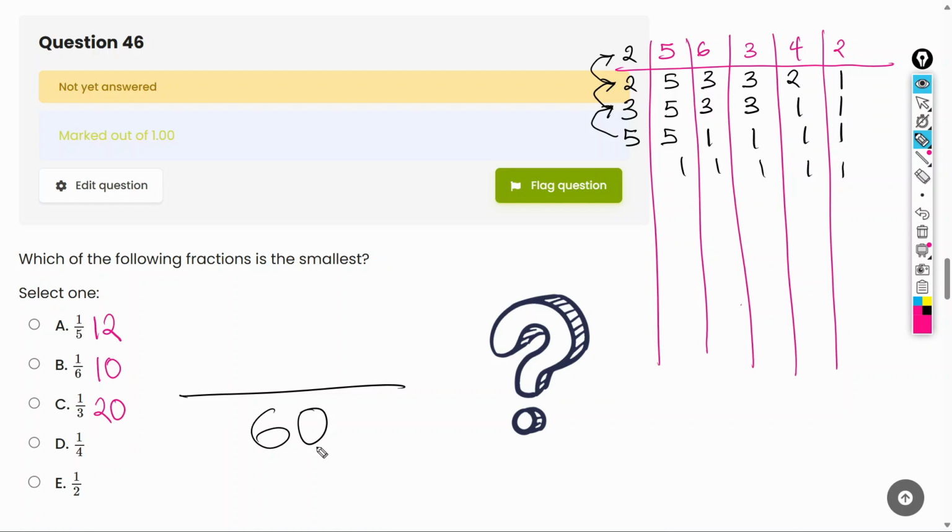4 into 60 is 15. 15 times 1 is 15. 2 into 60 is 30. 30 times 1 is 30. So the smallest fraction here is the one with the smallest number, which is 10. So our smallest fraction is 1 out of 6.